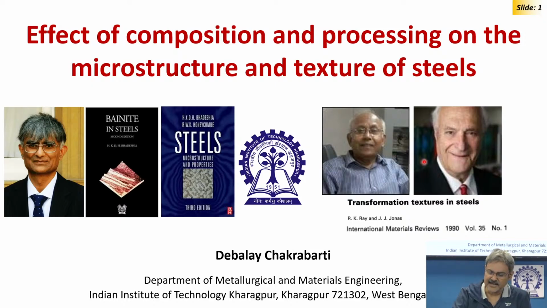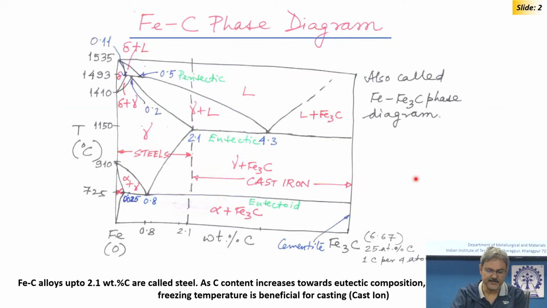And Professor Ray and Professor Jonas, their paper is a pioneering review paper in International Materials Reviews, 1990, Transformation Texture in Steel. If you would like to learn about texture in steel, this is the first step: you must read this review paper. There is another paper on cold rolling and annealing of steel, which I am not getting into. So with this, let us delve into the topic.